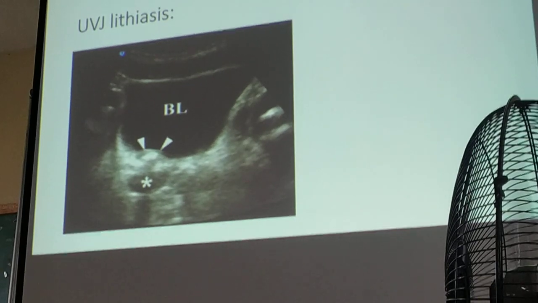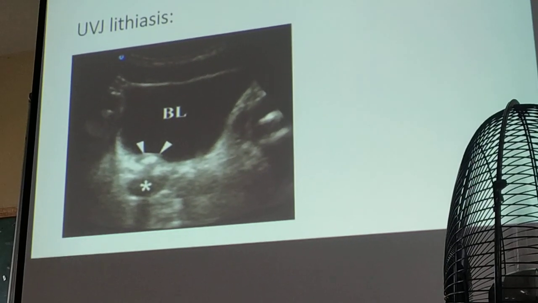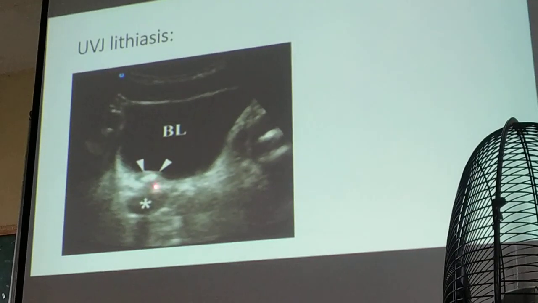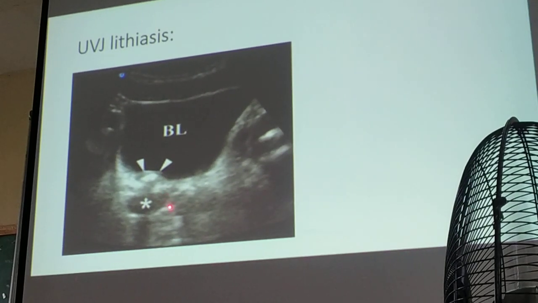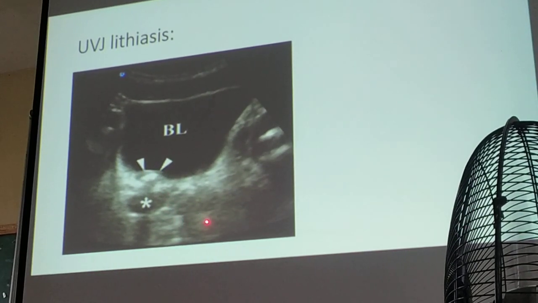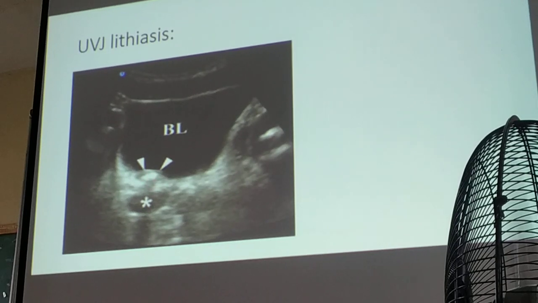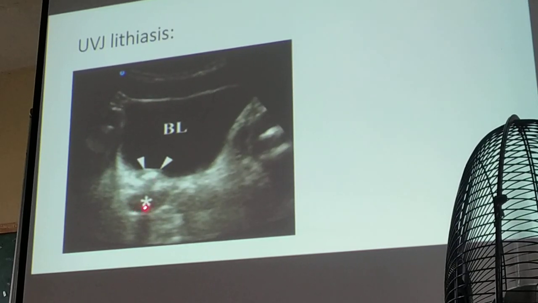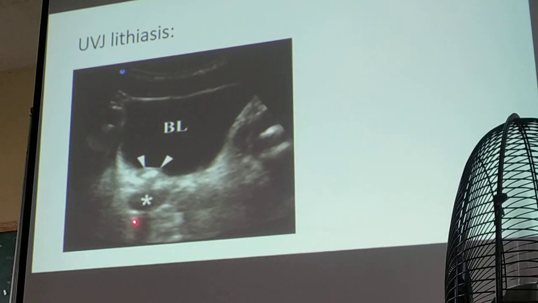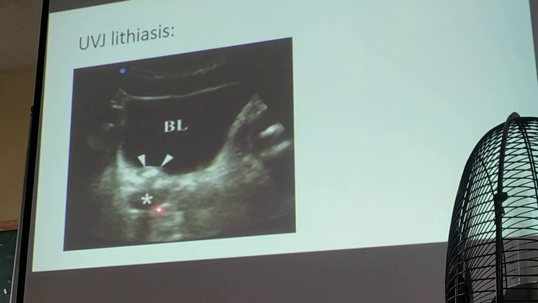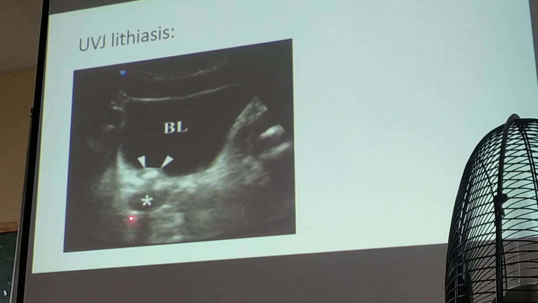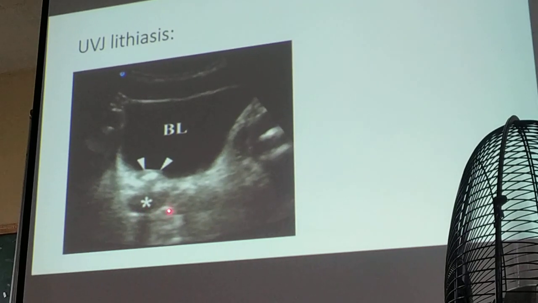There you have your ureterovesical junction stone. Right. Okay? This is your ureter. Distal end of your ureter. So that is your right UVJ.